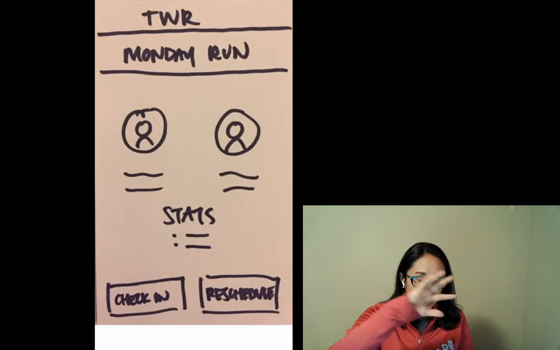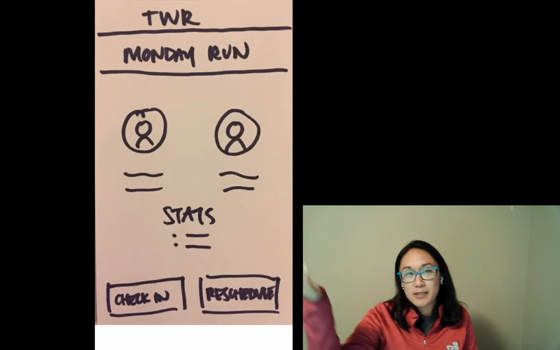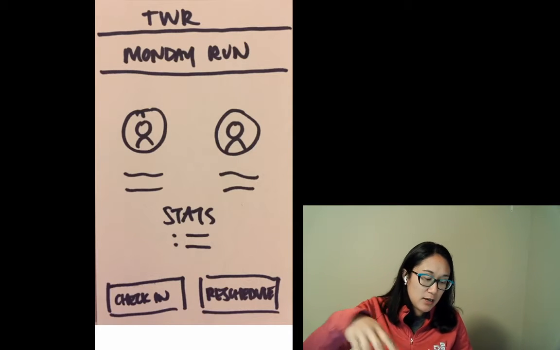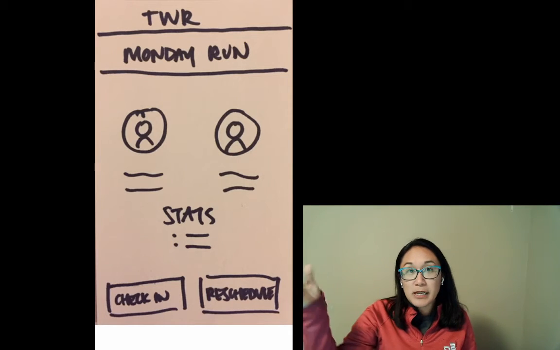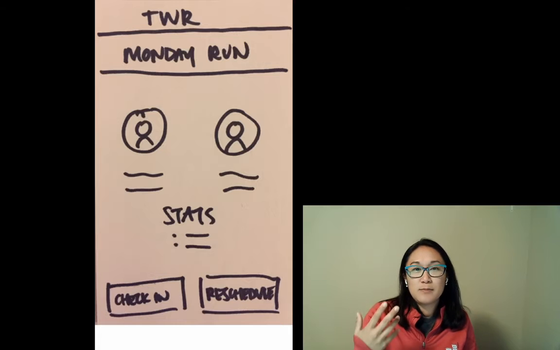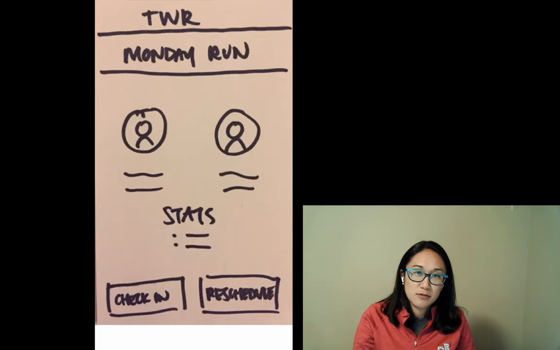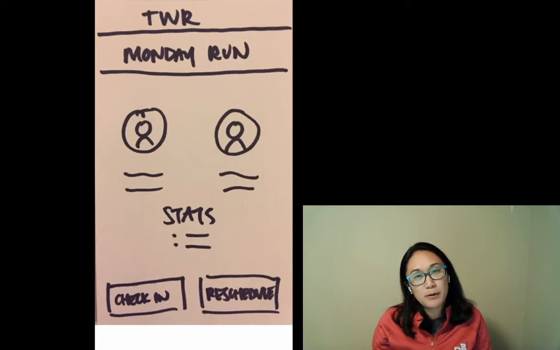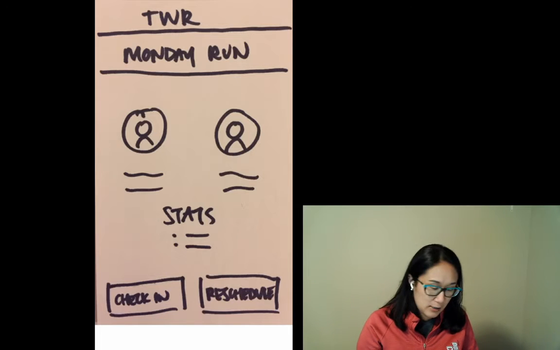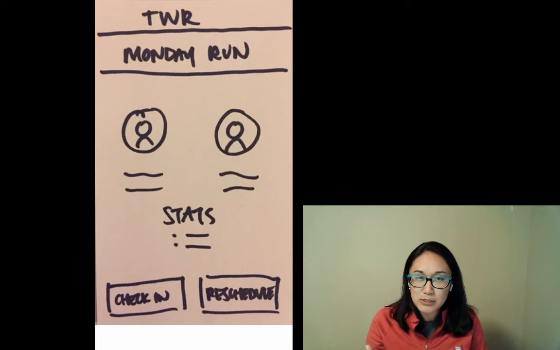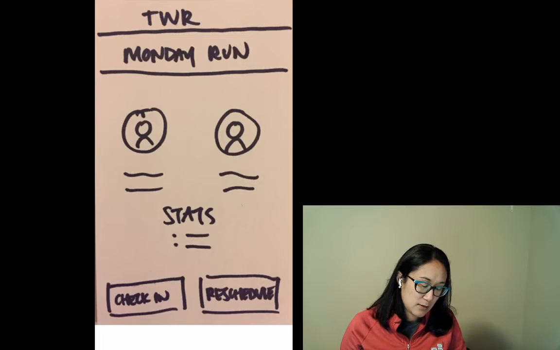The home screen in the header has TWR, which is again the placeholder for Together We Run. I also include Monday Run, and that is supposed to be a signal to the user that they have previously set an appointment with their friend to run on Monday. Here we would include some dates or some times that are relevant for that particular run day.